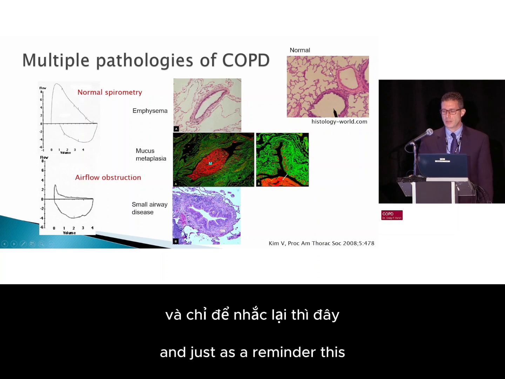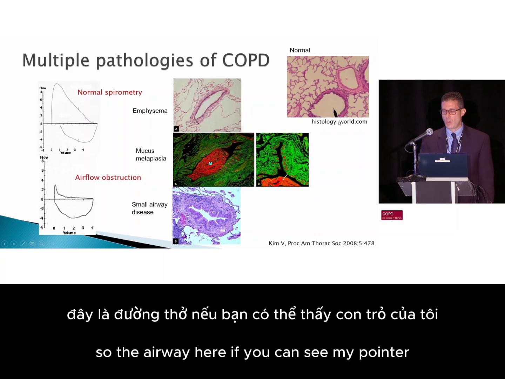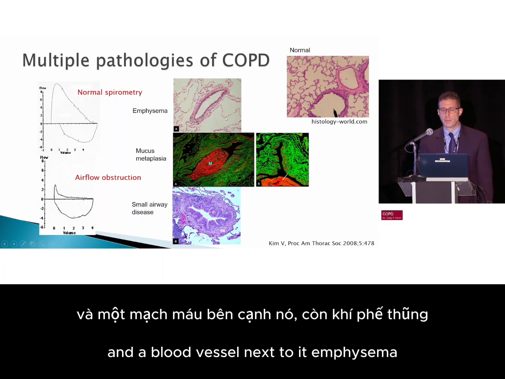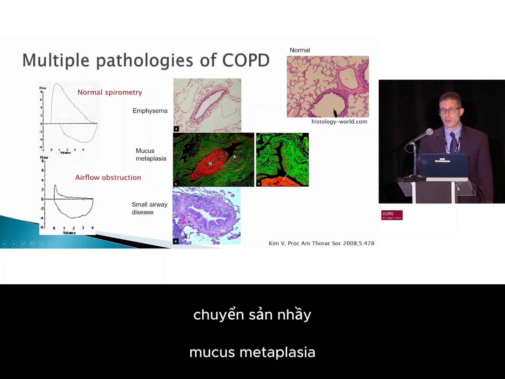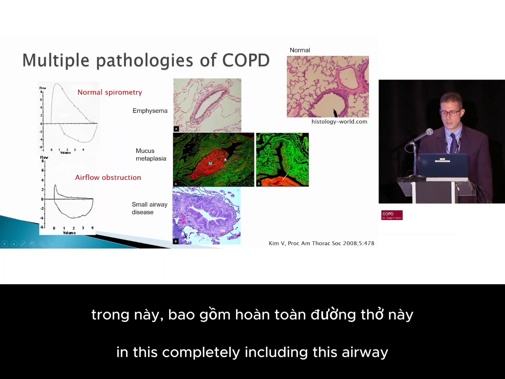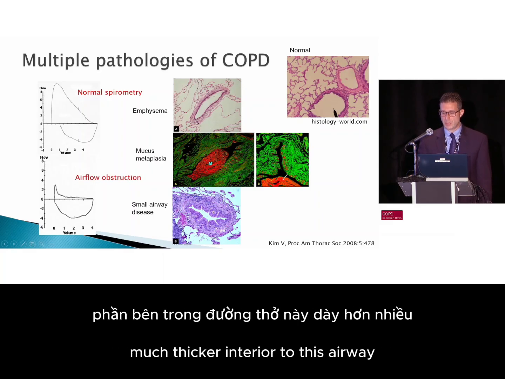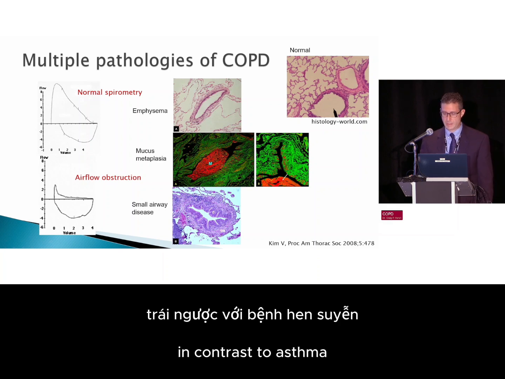And just as a reminder, this on the top right corner is a normal lung histology. So the airway here, if you can see my pointer, with the fine alveolar attachment surrounding it and a blood vessel next to it. Emphysema, we have loss of the alveoli and collapse of that airway in the middle. Mucus metaplasia, so seeing this mucus stained in red, completely occluding this airway. And then small airway disease, we see primarily epithelial inflammation, much thicker interior to this airway, without much smooth muscle hypertrophy, in contrast to asthma.